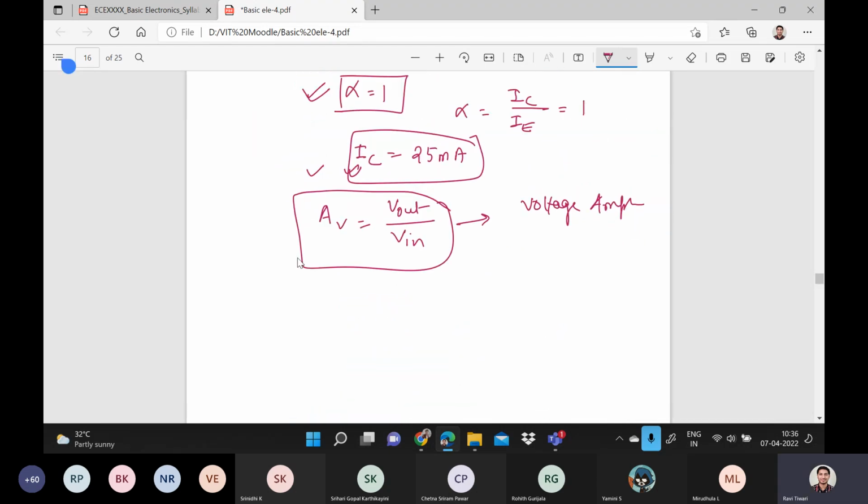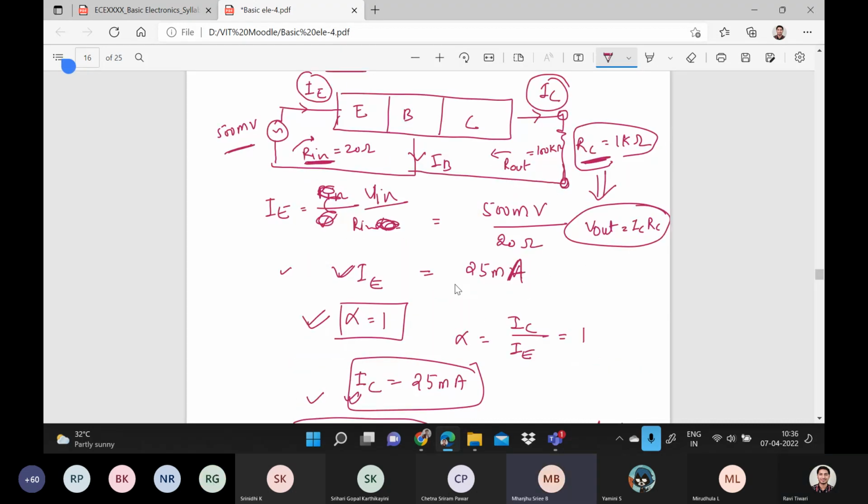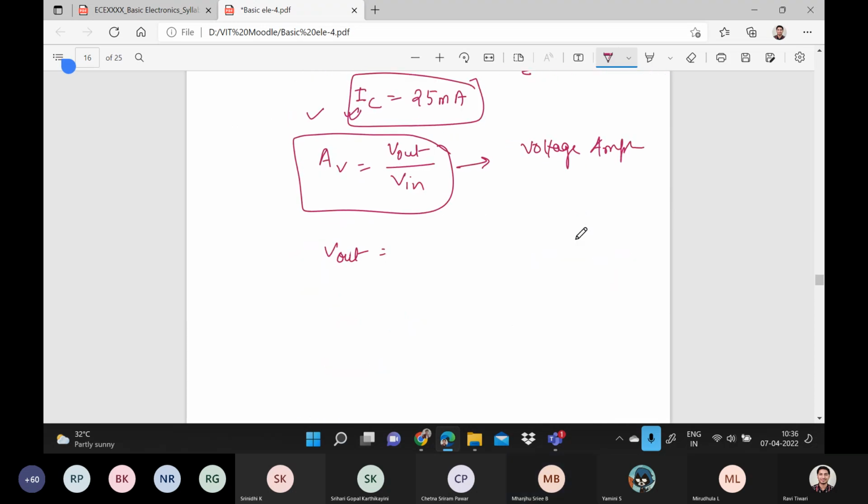Yes? Sir, we have to add R out with RC? No. Load. If you got the value of IC, it will be coming here. We have to find out across the RC. Whatever is across the RC, that will be your output. This is actually your load. Okay, sir, got it.